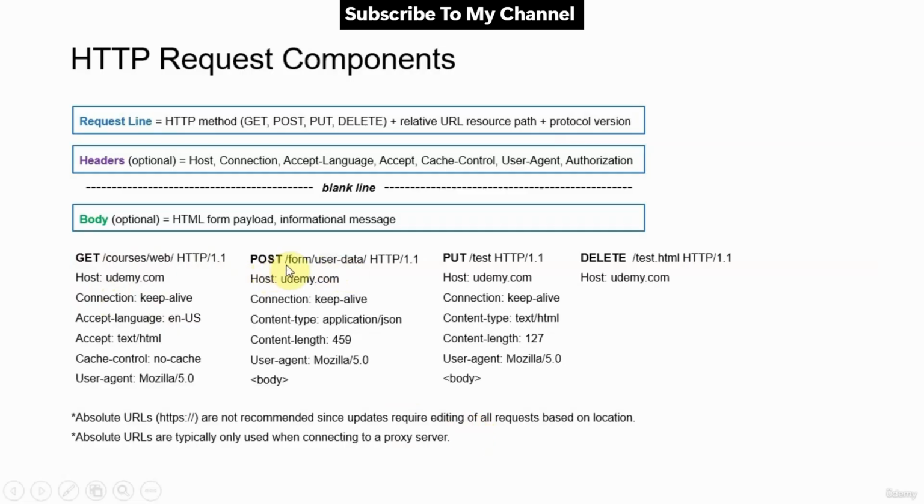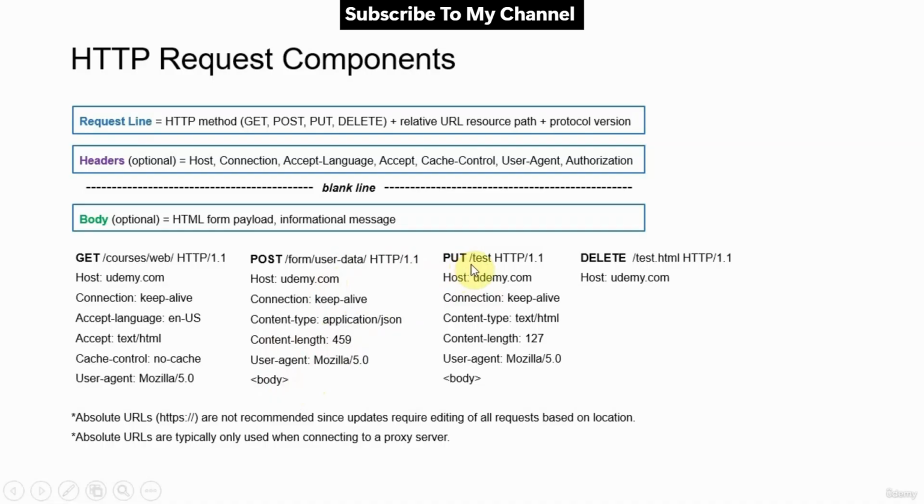This is a POST. This is sending some form data. So it's a POST, and there's the path, form user data, and the version. And basically the content type would be application JSON encoding. And then the content length would be included because it's form data. And of course the body as well is there.